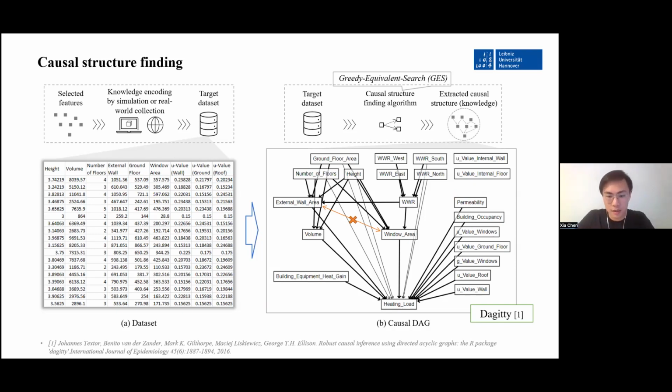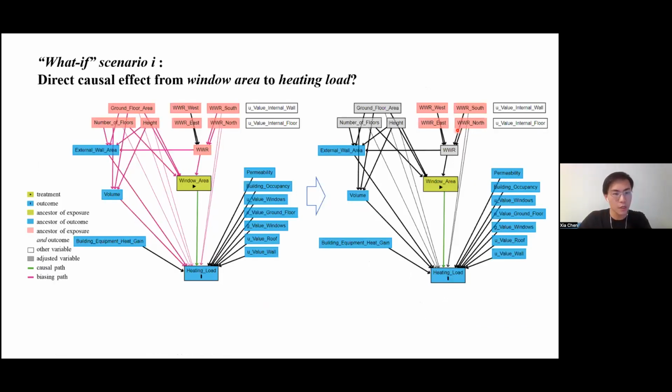Yes. Right. And yeah, where was I? Right. After determining this skeleton, it will greatly determine how we quantify the causal effects. So once we have fixed the skeleton, we can base on it and answer what-if questions. So here is the first scenario. We try to figure out the direct causal effect from the window area to the heating load.